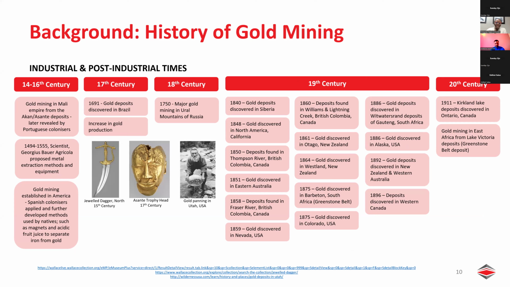Then around the 17th century, we see a great boom in global gold production taking off. From that point on, a lot of gold deposits were discovered around the world: in Canada, in the USA, New Zealand, Australia, also including the Greenstone Belt, which was discovered around Tanzania and Uganda, and the Witwatersrand deposit that was discovered in South Africa.